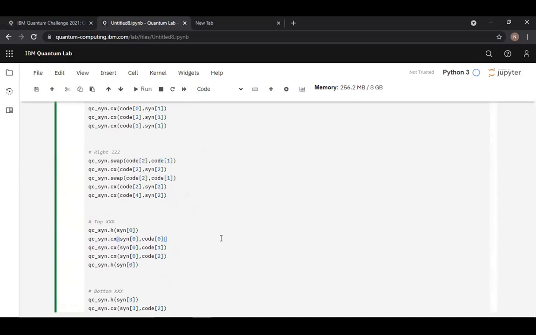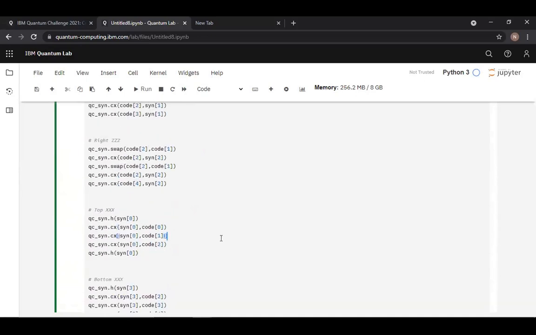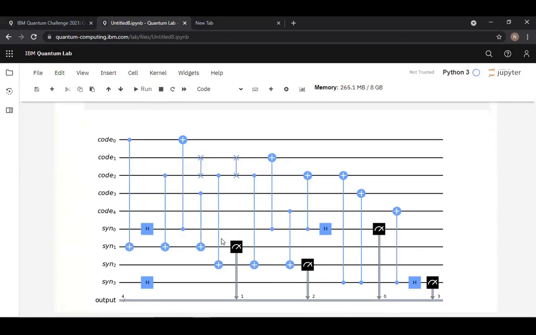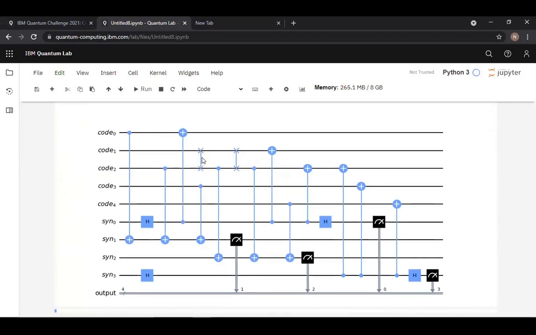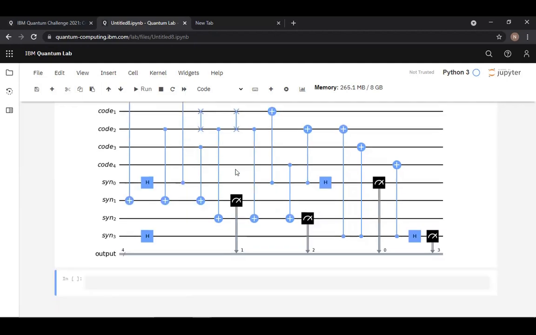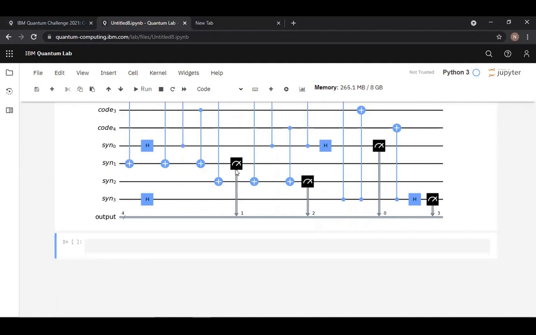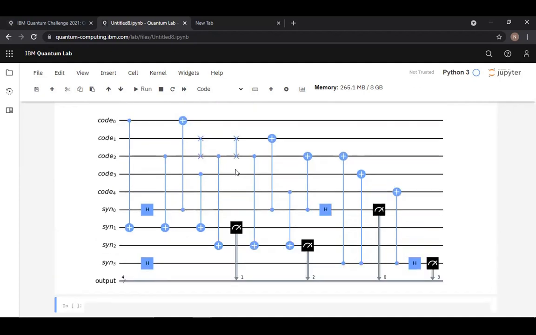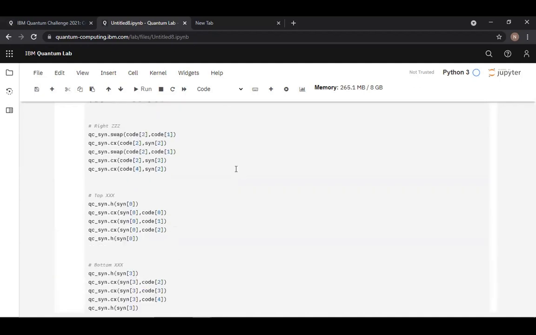So this is the answer we had to come up with. We just need to add these two swap gates and apply a CX between C2 and S2 instead of C1 and S2, because the state of C1 gets into C2, and then you apply a CX and then again put a swap gate. So this is the final thing, this is the answer to exercise 3.